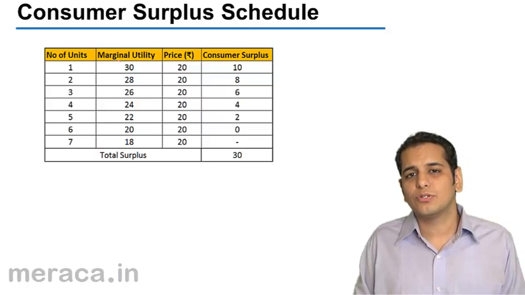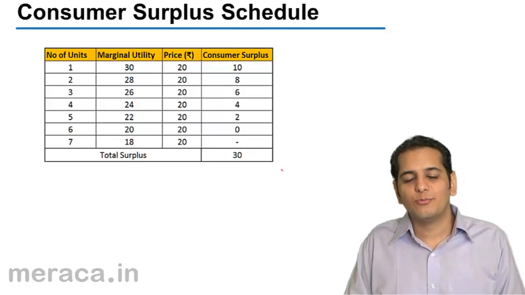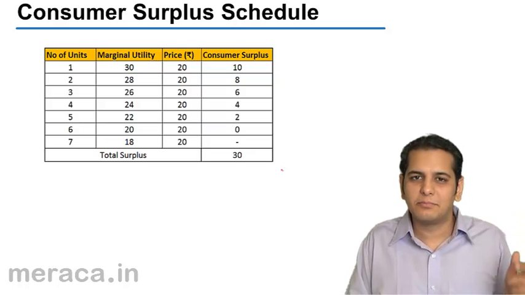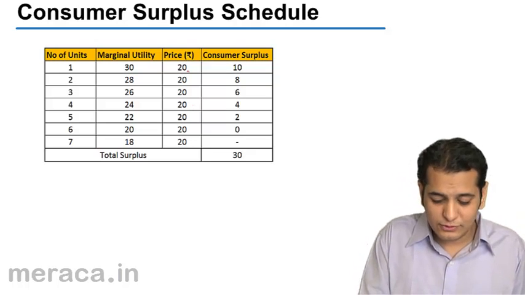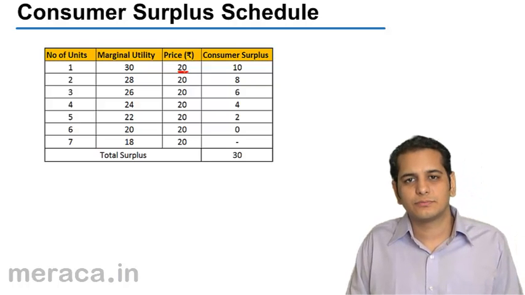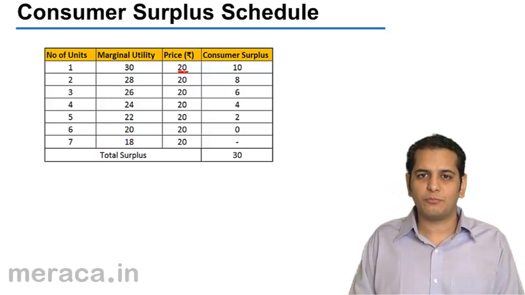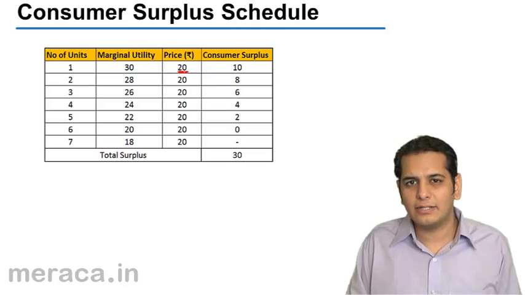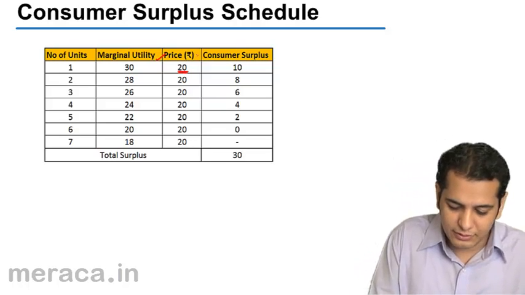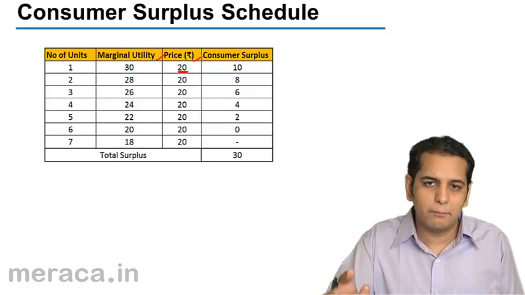This is a consumer surplus schedule. Now, this is a schedule where the consumer is consuming a chocolate, let's say a Cadbury chocolate. Now, this chocolate costs the consumer 20 rupees. Now, let's see what is the utility that he derives from it. Now, please understand that we are equating utility with price here. We are comparing the utility derived against the price paid.